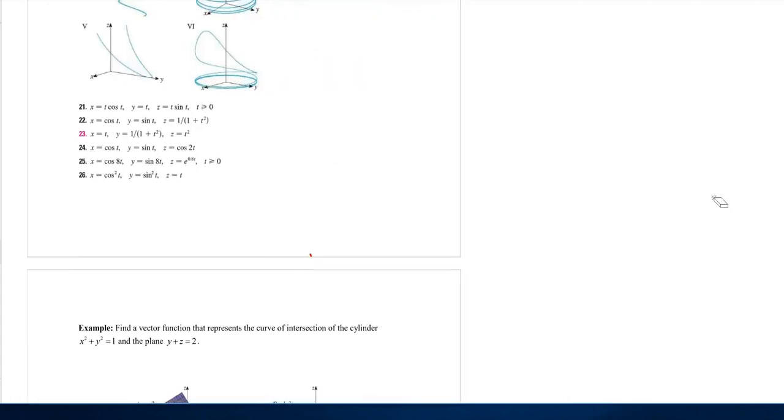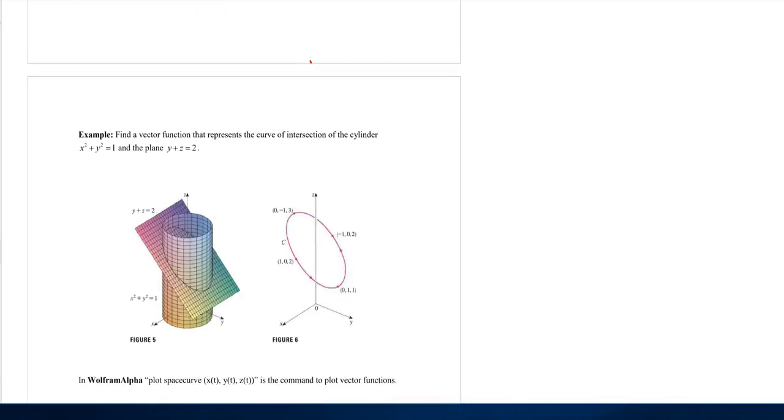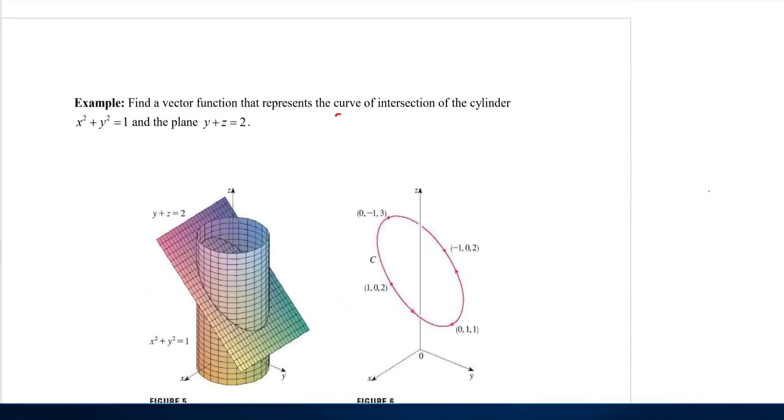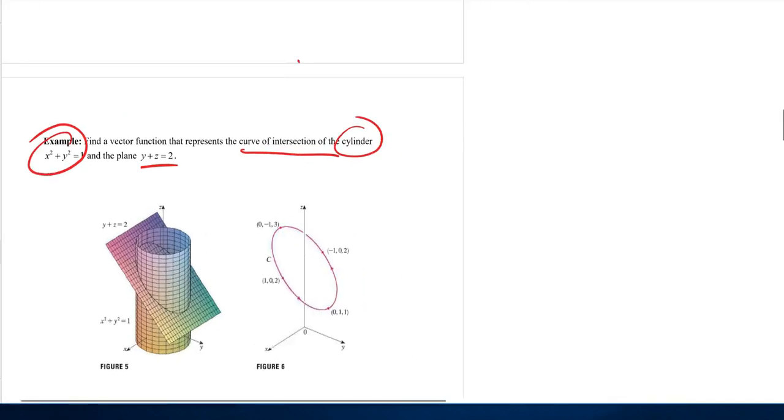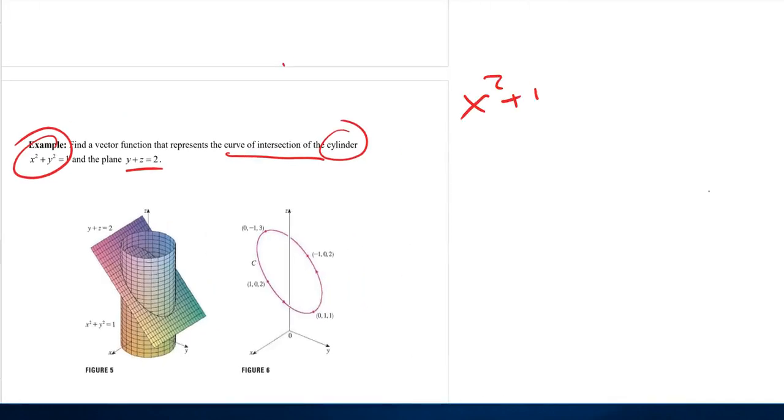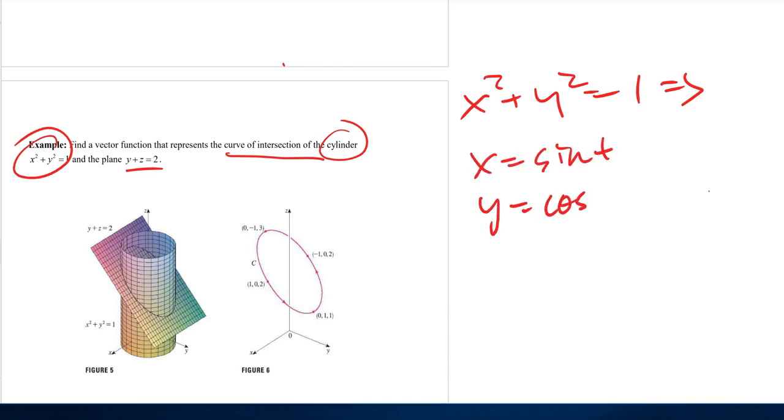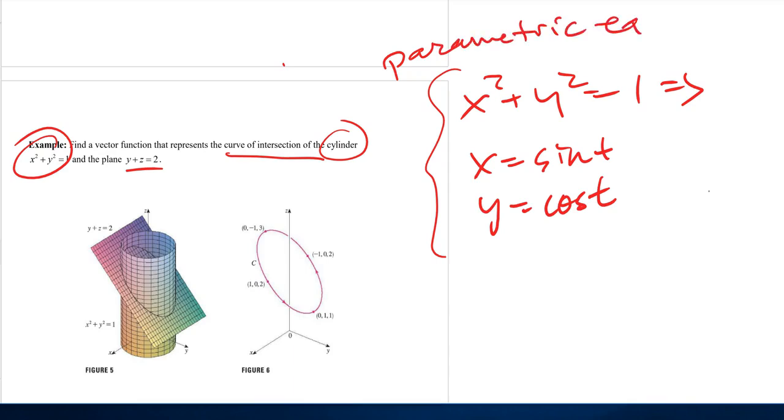Now, it says here, find a vector function that represents the curve of intersection of the cylinder, x squared plus y squared is 1, and the plane y plus z is 2. So x squared plus y squared equals 1 can be represented by x equals sine t, y equals cosine t. And then this goes back to parametric equations. And so hopefully you were able to review some of that.